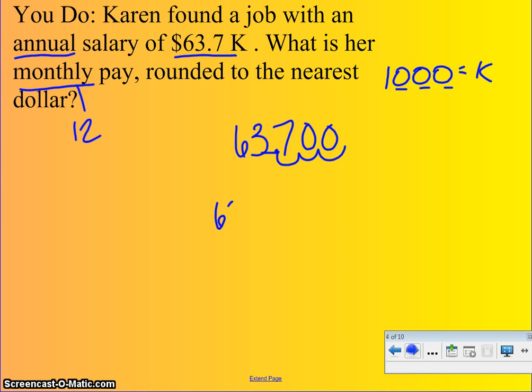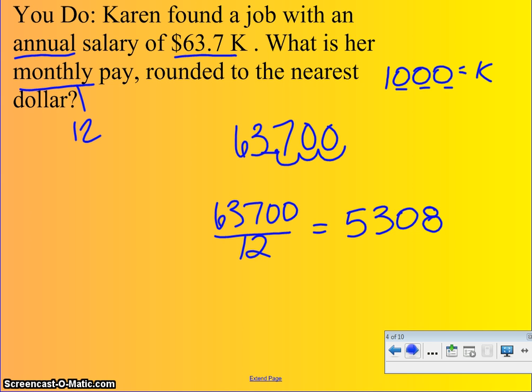So we actually have $63,700. We're going to divide that by 12, because there are 12 months in a year, and it asks us to round to the nearest dollar, so we end up with $5,308.